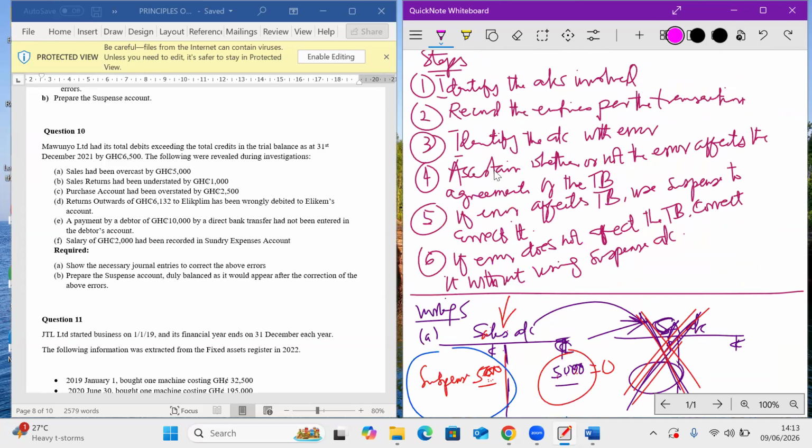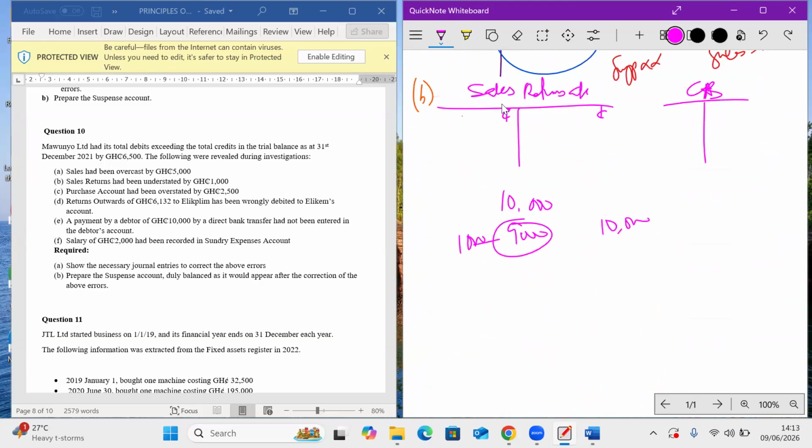Let's go on. Then ascertain whether the error affects the agreement of the trial balance. So that error of the understatement, does it affect the trial balance? Yes. Why? Or how does it affect it? The figures are not the same. It means the former one, the figure is correct, but here it is short by 1,000.